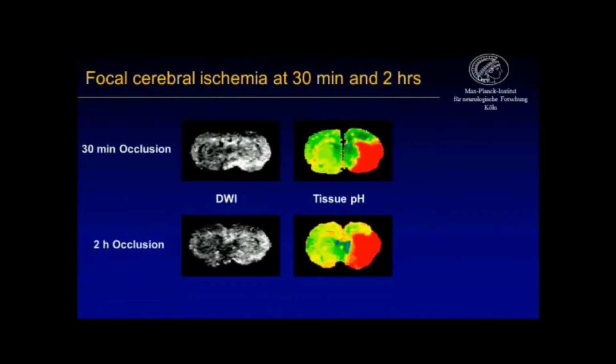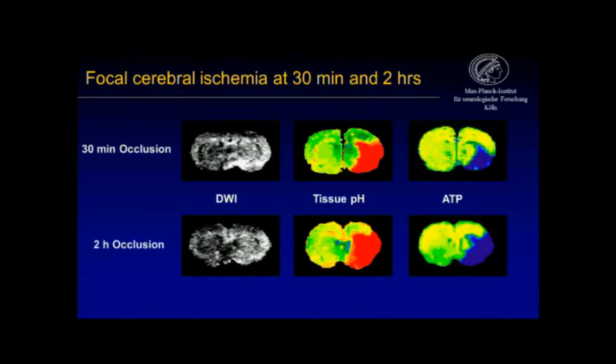When we look at 30 minutes, this is an old image, so the image quality is poor, but you see the hyperintensity covers more or less the right hemisphere. The diffusion-weighted changes are spreading very quickly, whereas the tissue acidosis also covers a large area of the hemisphere. At 2 hours after occlusion, the situation is very similar.